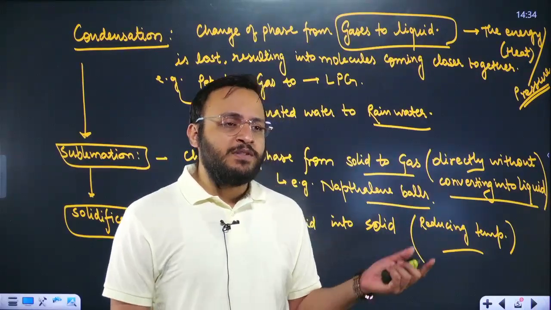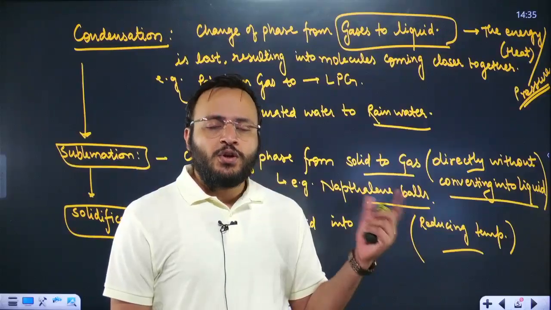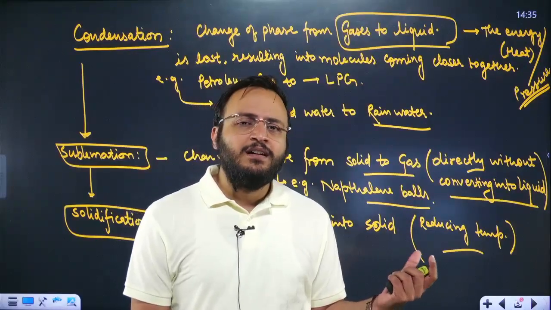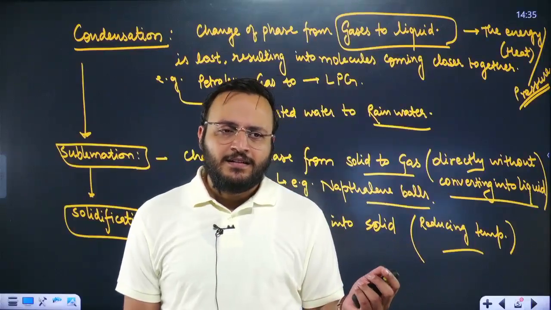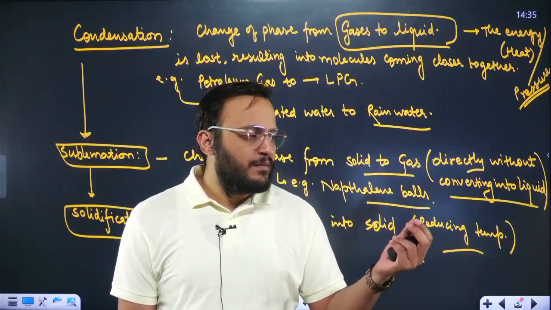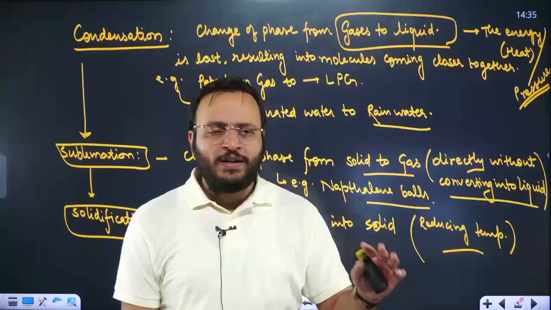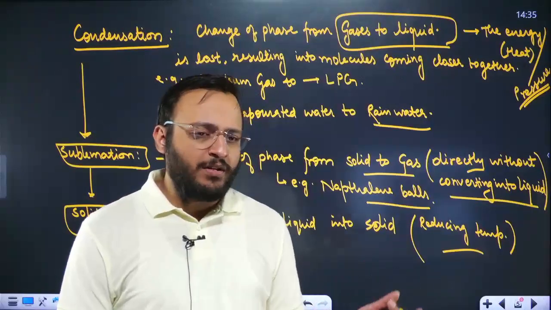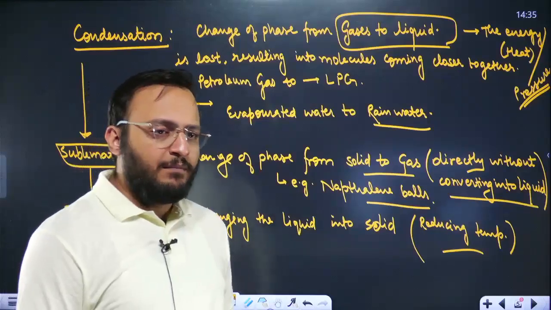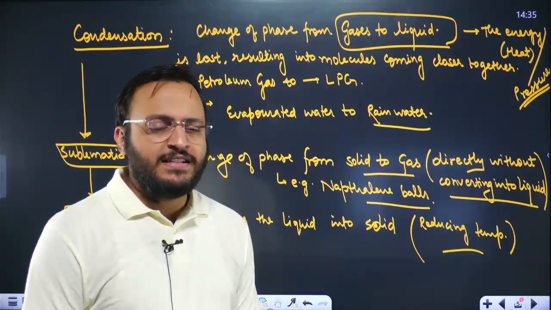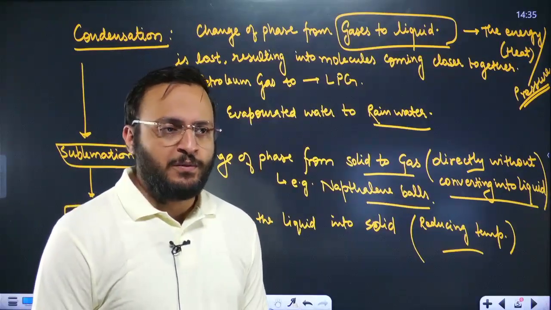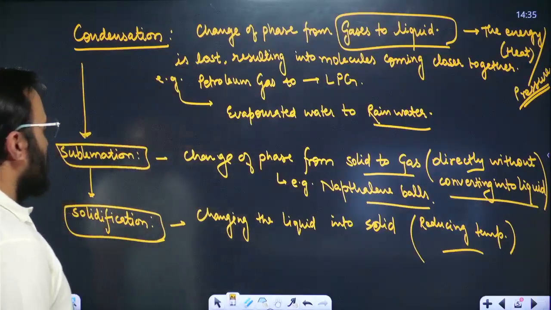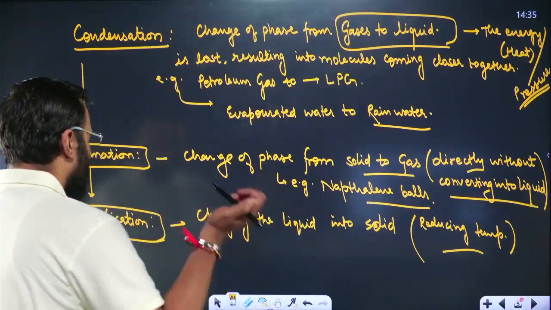So in fact, the best example of solidification is the molten wax on the candlestick, which becomes solidified as soon as it goes down. When it is released, it is molten, completely liquid. But as it dries up very quickly, it solidifies very quickly. Okay, very quickly.